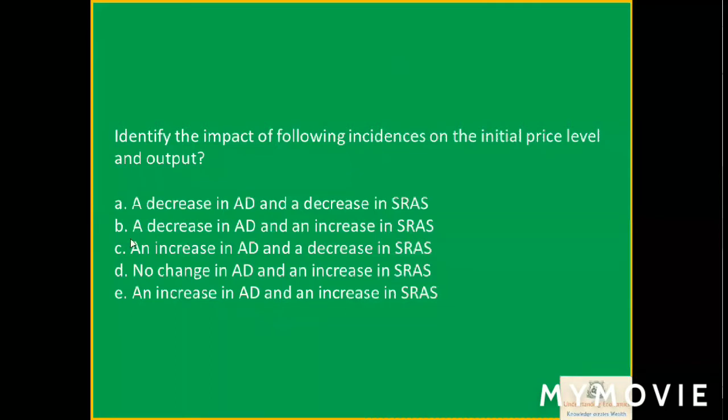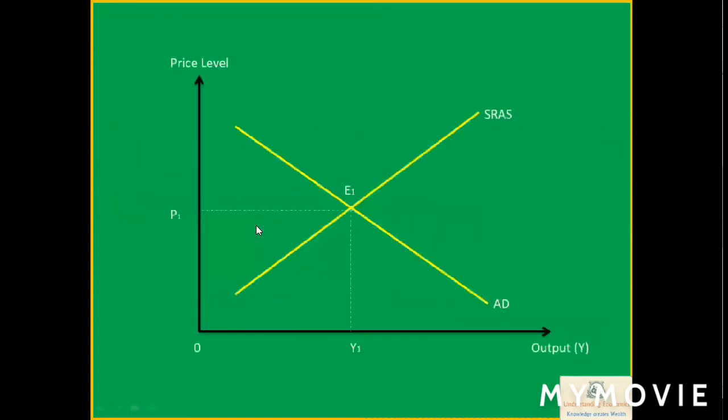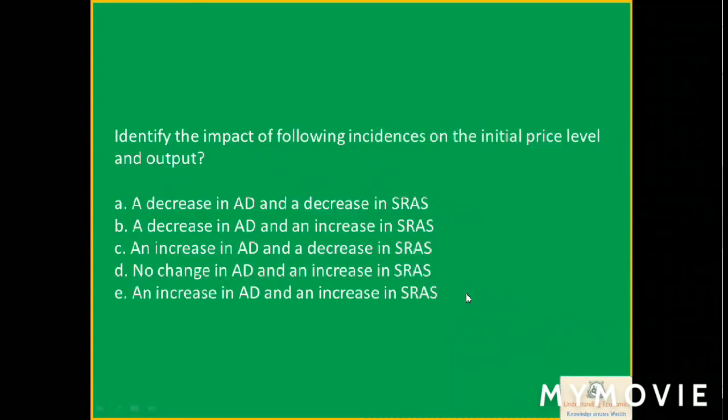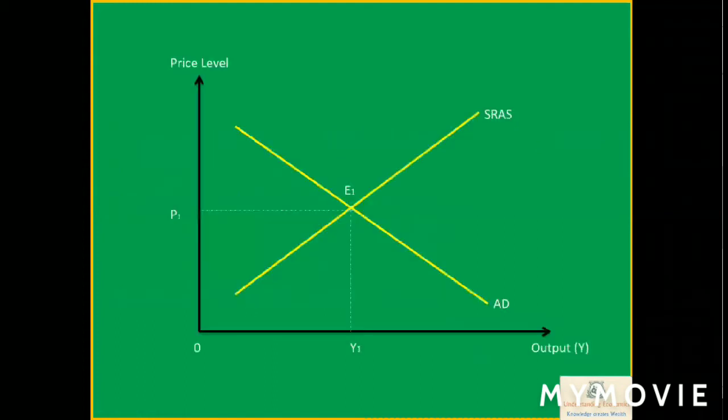If you look at the second scenario, what is written? It is written that the aggregate demand has decreased. There is a decrease in the aggregate demand, so the aggregate demand curve will shift to the left. It has also said that there is an increase in the short-run aggregate supply. So we will see that the short-run aggregate supply curve will shift to the right. So let us see how the changes will happen.